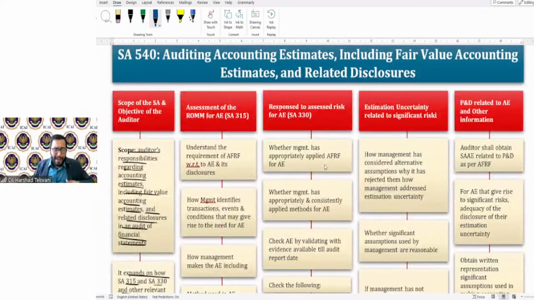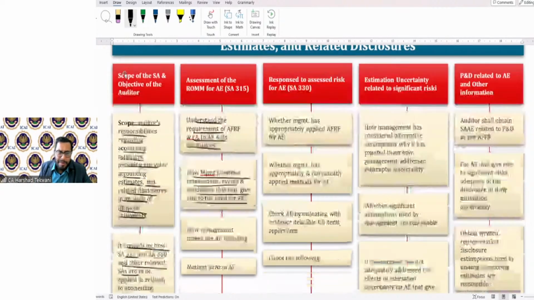So this was the whole standard that we discussed basically. I'll take you quickly through the notes. When I talk about estimates, what the auditor is required to do is understand the requirements of the applicable financial reporting framework with respect to accounting estimates and disclosure, and how management identifies transactions, events, and conditions that may give rise to the need for accounting estimates.